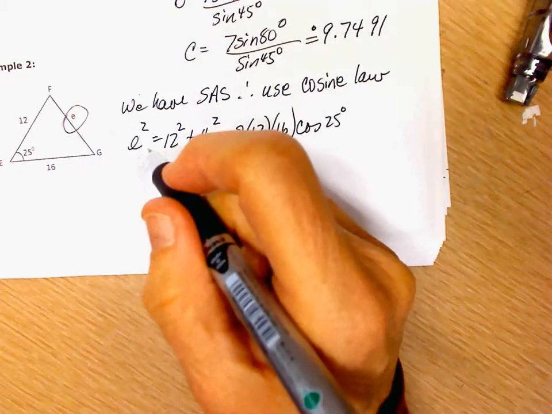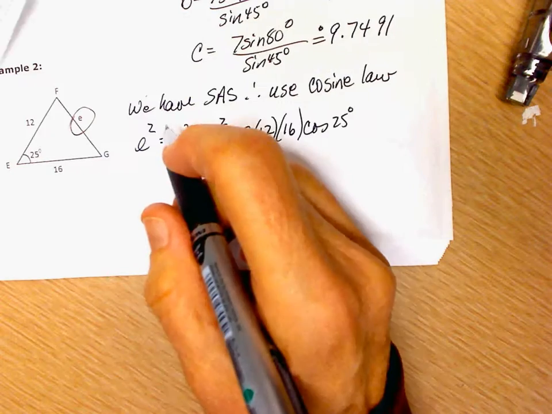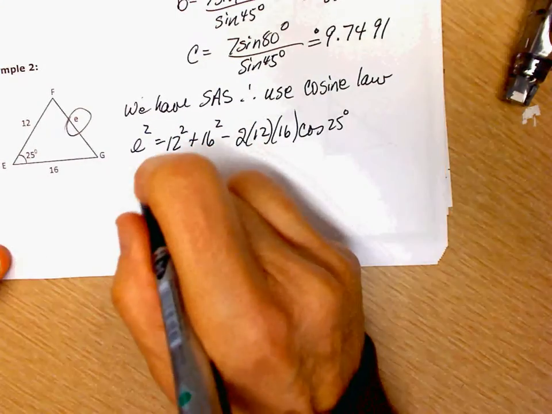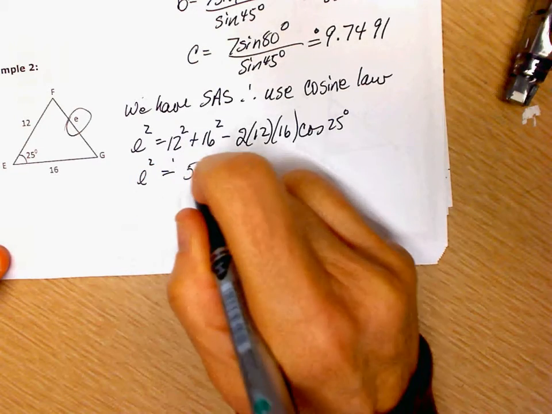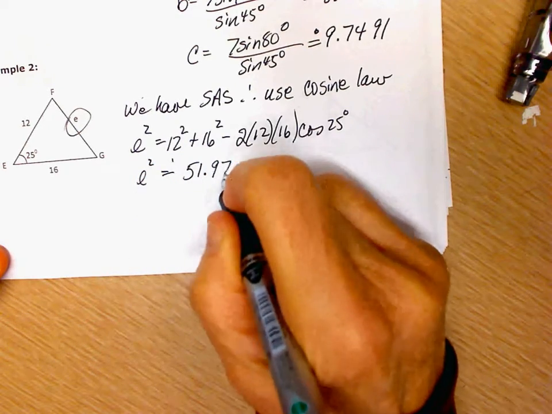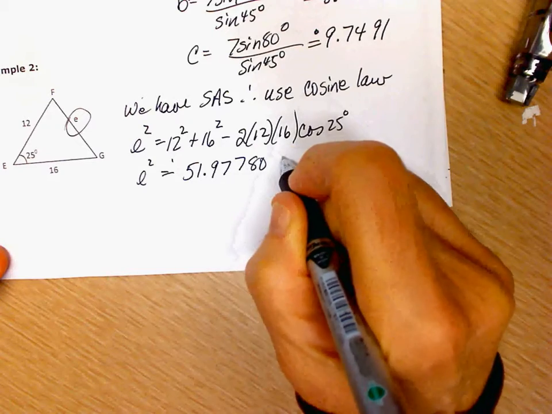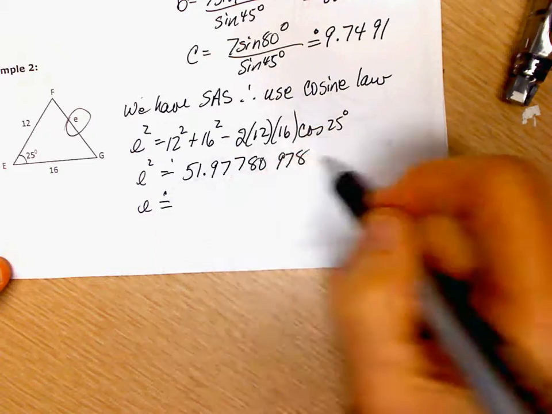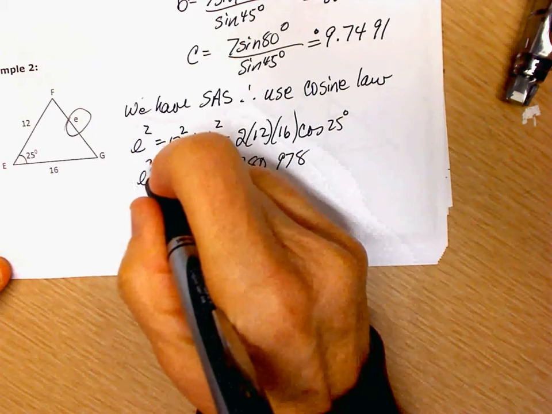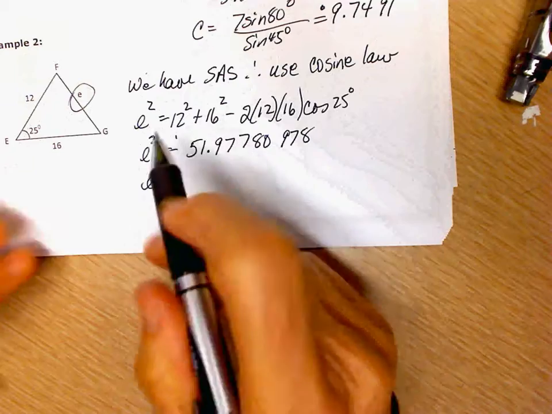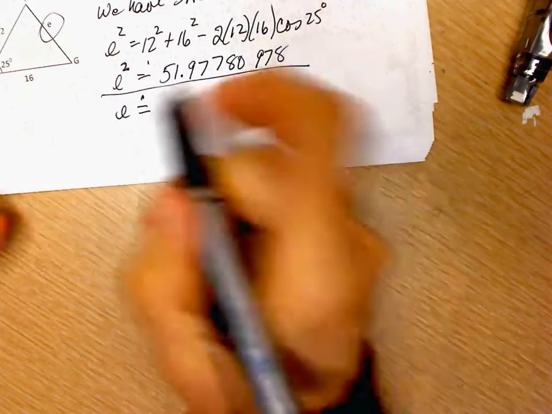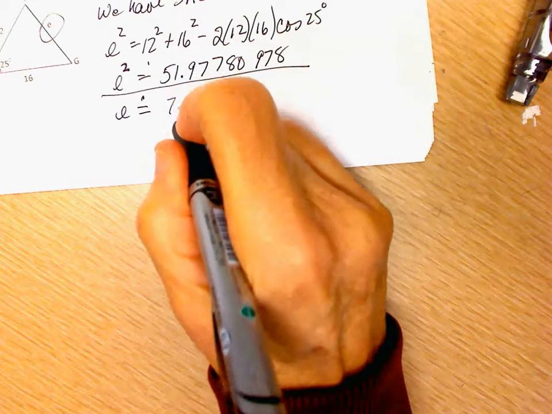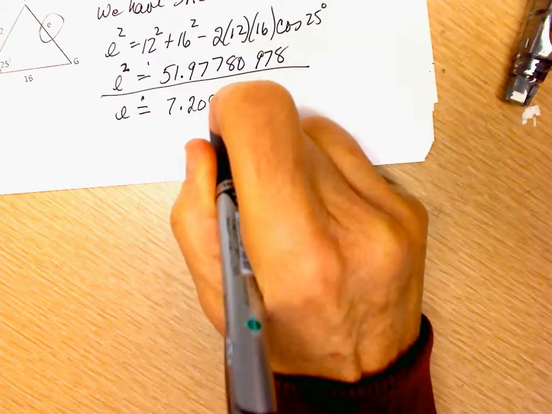E squared is approximately equal to 51.97780978. But E is approximately, we take the square root of that. Don't forget, a common error is people stop here, but you want to make sure you take the square root of that. They want 4 decimal places, so it's 7.2096.